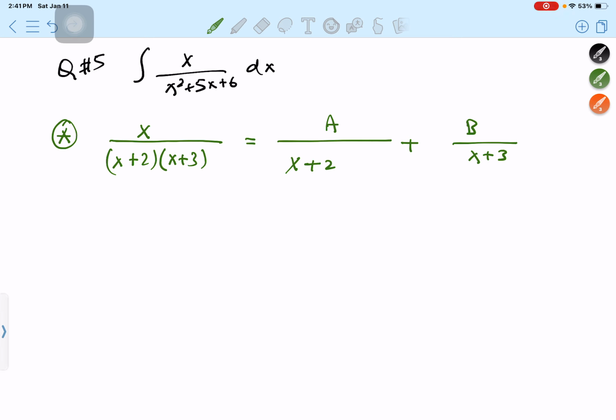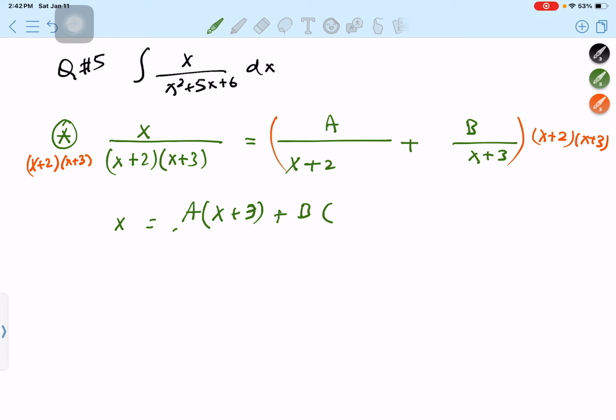So I'm going to multiply both sides by the denominator, x plus 2, x plus 3. Well, if I do it to the left, I've got to do it to the right, x plus 2, x plus 3. On the left side, everything cancels out. I'm just left with x. On the right side, when I distribute, the x plus 2's will cancel out, so I'll have A times x plus 3. And then I'll have B, and when I multiply out, the x plus 3's will cancel, so I'll have B times x plus 2.